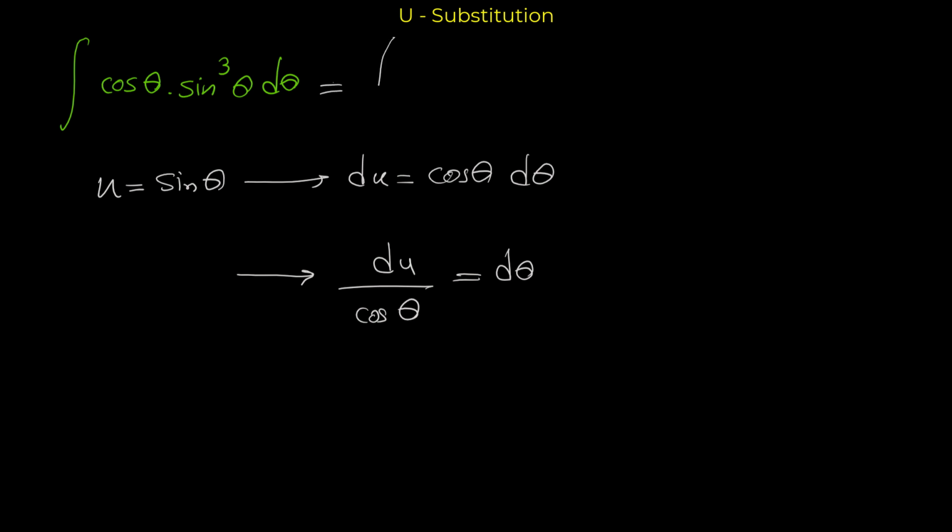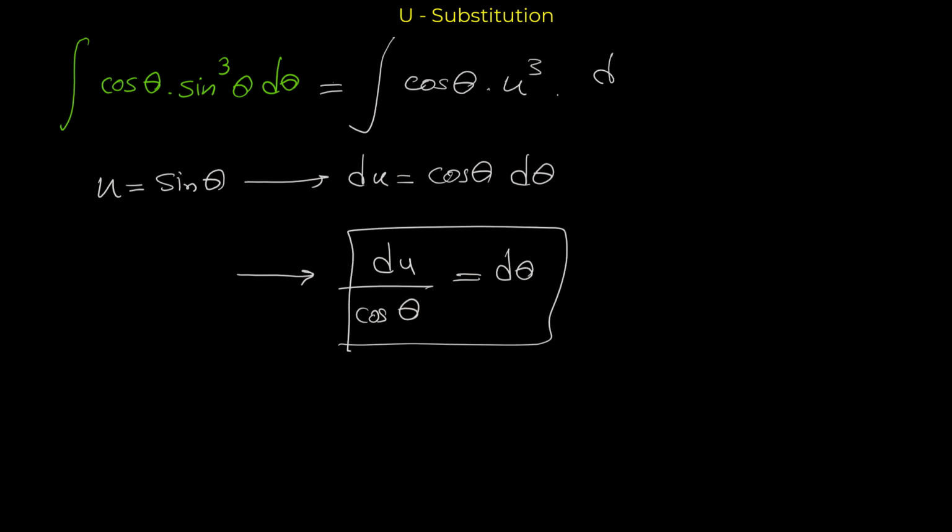Let's now do the substitution. We substitute everything in terms of u. For cosine theta, we leave it. Sine theta is u, so sine to the 3 theta is u to the 3, so times u to the 3. And d theta is du over cosine theta. This cosine with that cosine cancels, and we are left with everything in terms of u. So the integral of u to the 3 du.